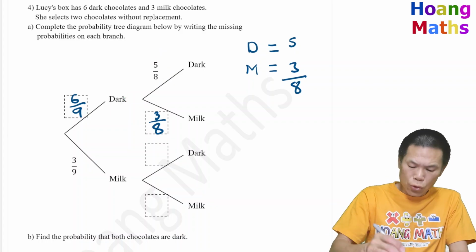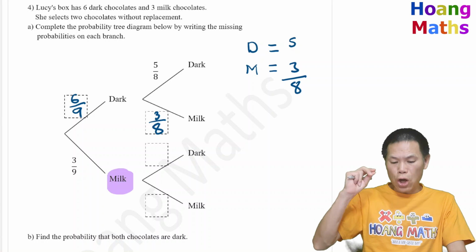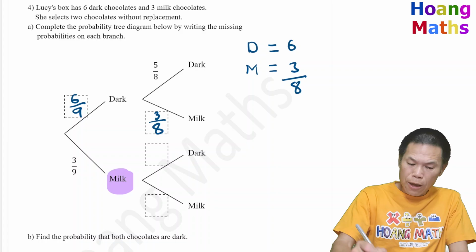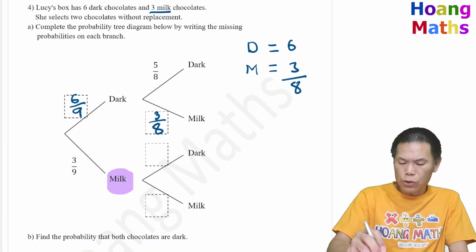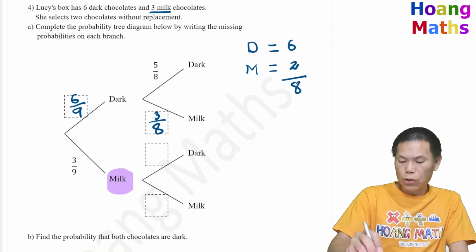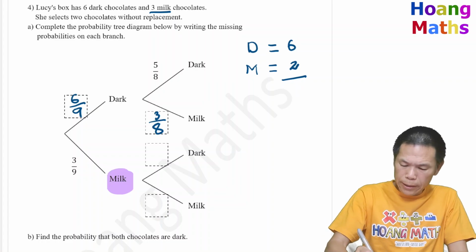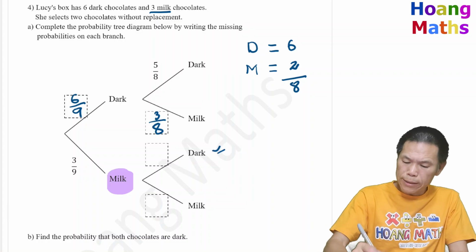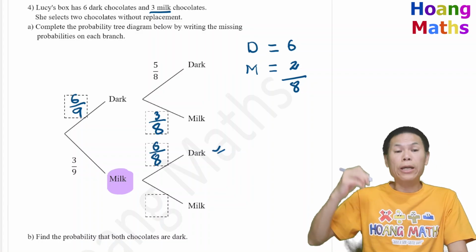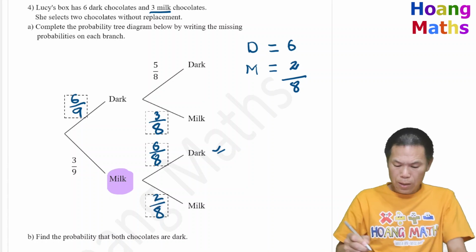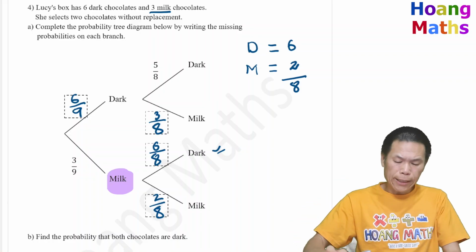Now imagine the first draw is milk chocolate. This means the dark chocolate for the second draw is still the same, and the milk chocolate 3 becomes 2 because the first draw was milk chocolate. One of them has been taken out, so 2 left. The total number of chocolates is 8. So the probability of getting a dark chocolate on the second draw will be 6 out of 8, and a milk chocolate will be 2 out of 8. So there you go. Part A is done.